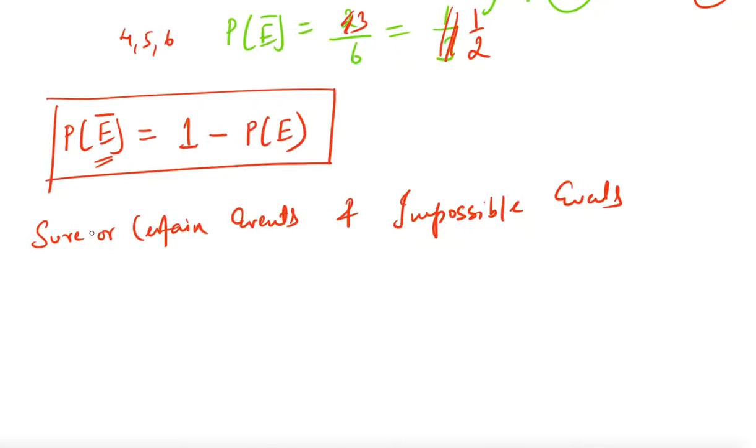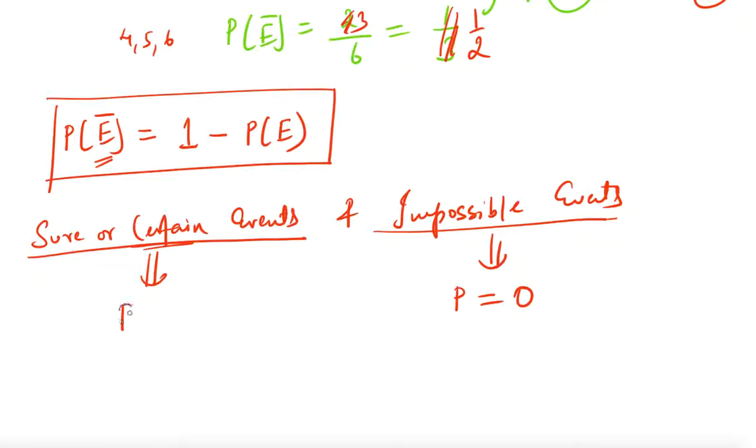As you can see, the word itself says impossible event means it can never occur. So the probability of getting such a thing is equal to 0. And sure or certain events mean whatever you do, these events will occur for sure. So the probability of getting this is always equal to 1.